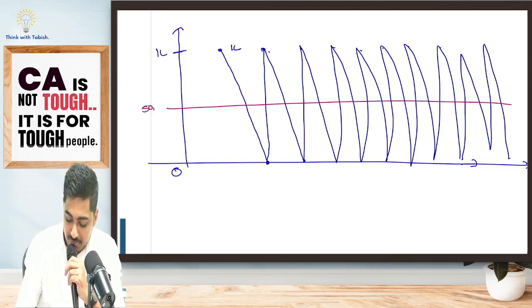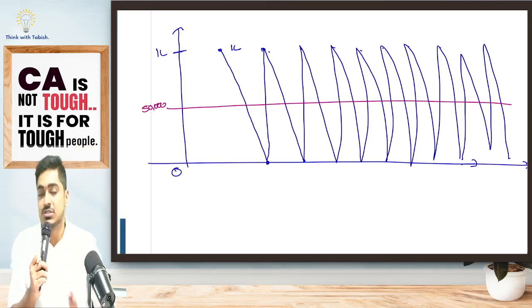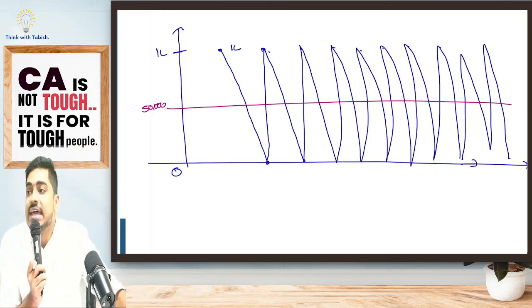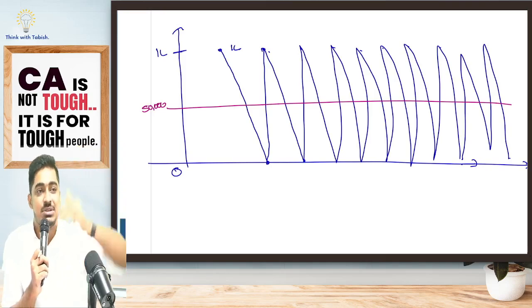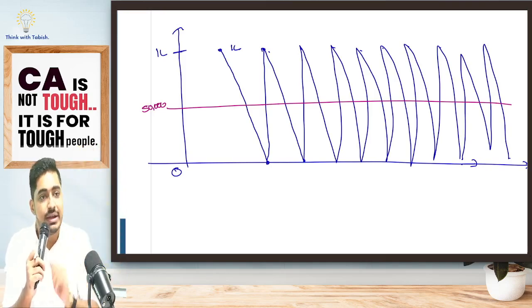50,000. Yes or no? Sometimes I will be having more than 50,000. Sometimes I will be having less than 50,000. But on an average, I am having 50,000. Some days it will be 1 lakh. Some days it will be 0 also. Some days it will be 90,000. Some days it will be 10,000 also. Some days 80, 20, 70, 30, 60, 40, 50.